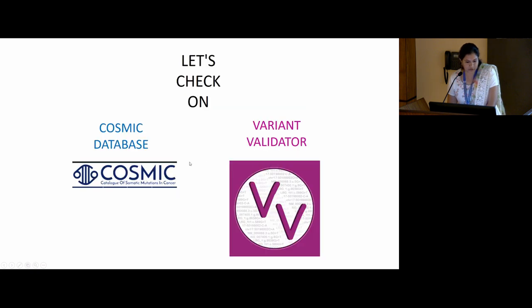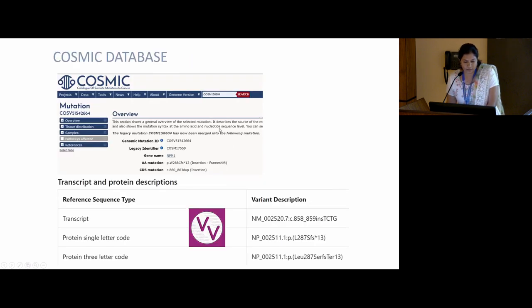So let's check on the COSMIC database as well as variant validator. The COSMIC database is basically a catalog of somatic mutations in cancer. It's a comprehensive database in which we can see various pathogenic mutations, and we have IDs for each variant. So we put the COSMIC ID here from the Excel file.